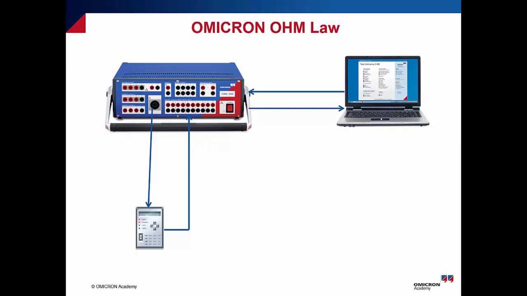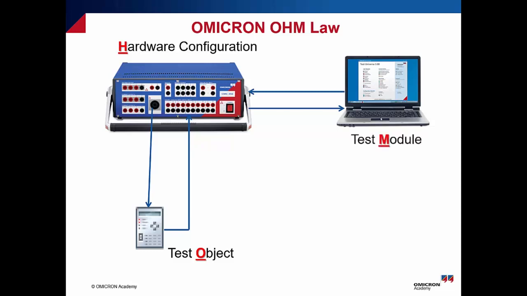Let's start with the OHM law. In Omicron, we use the OHM, O-H-M, to do any kind of testing by using Test Universe. O represents the test object, which is the device under test. H represents hardware configuration, which is related to the configuration of the test equipment, like how many current channels you need to activate, how many binary inputs and binary outputs you would like to activate based on your application, and for sure ended with M, the test modules, which test module you would like to apply.